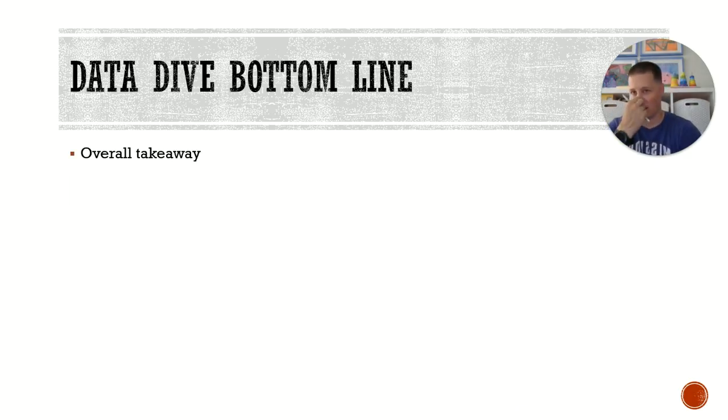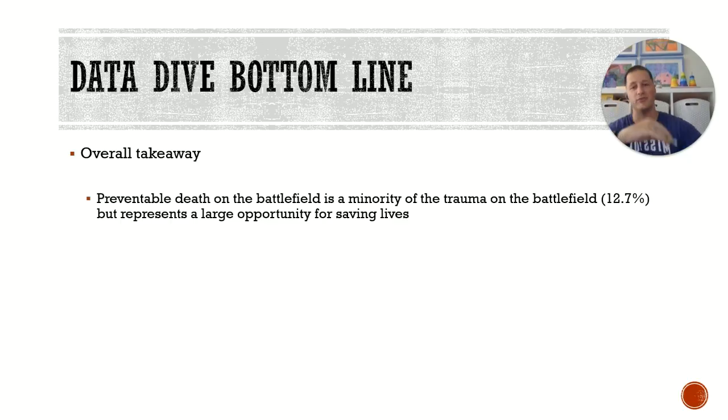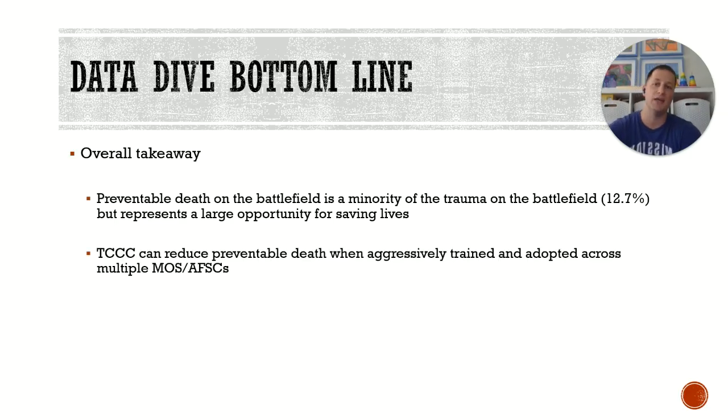Here's the bottom line on the data dive. Overall takeaway, preventable death on the battlefield is a minority of trauma, okay? A little over 12%. The reason is because they're shooting at each other with tanks and grenades and mortars and these really devastating weapons, and so most people are injured so significantly that they're probably not going to make it. But 12.5%, 12.7% is still a large opportunity for us to save lives. We can't save unpreventable death. We can only prevent preventable death. And so that's the number we're looking at.